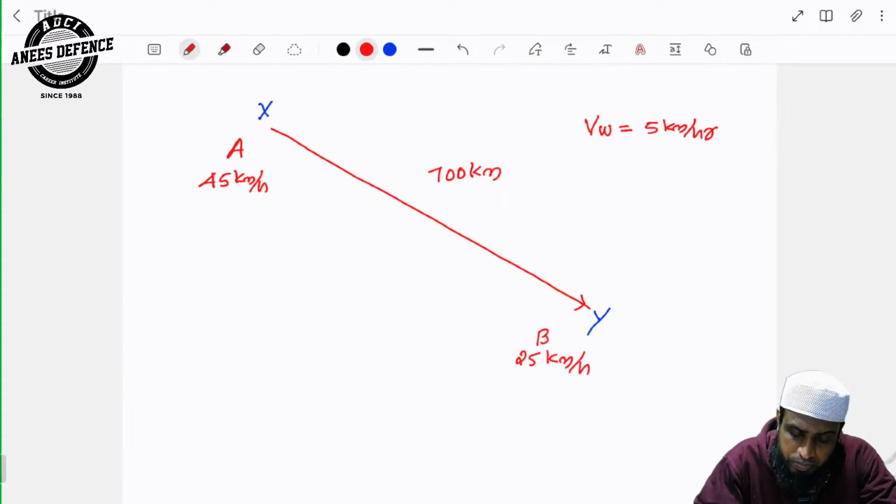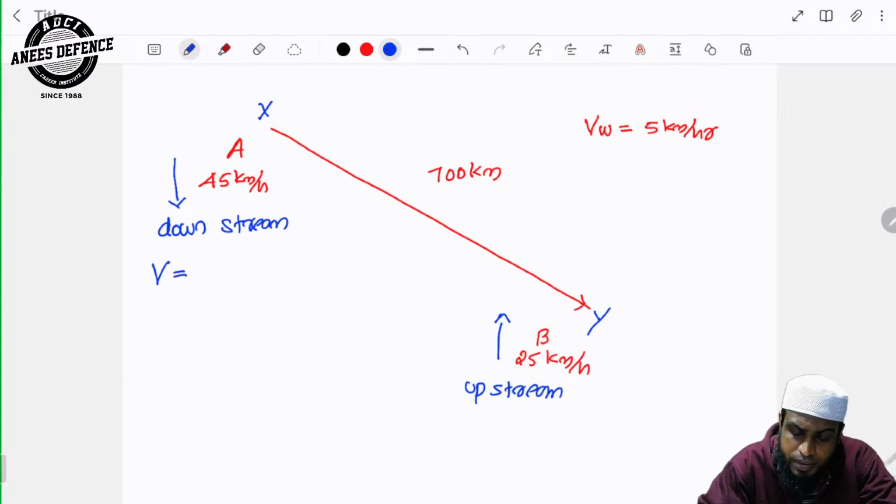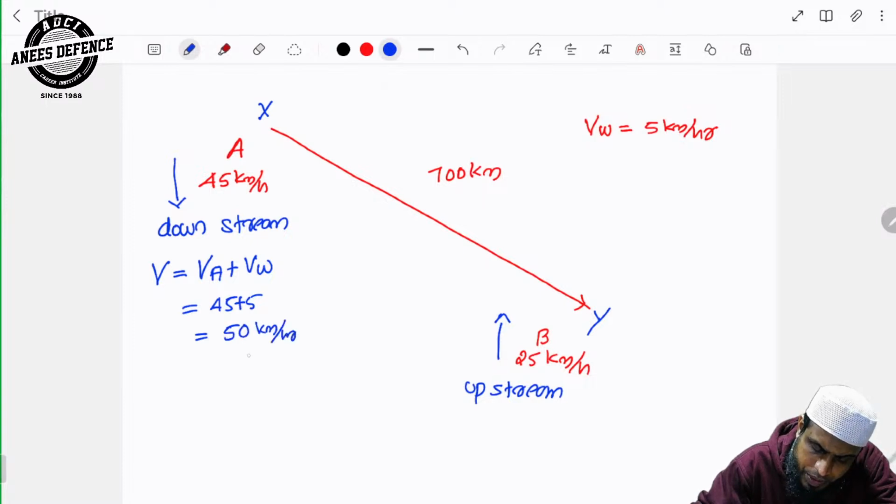So both are starting. The boat A is going downstream and boat B is moving upstream. So velocity, downstream means we have to add the velocity of boat and water together. Velocity of boat A plus velocity of water, so 45 plus 5, it will be 50 kilometers per hour. That is downstream.